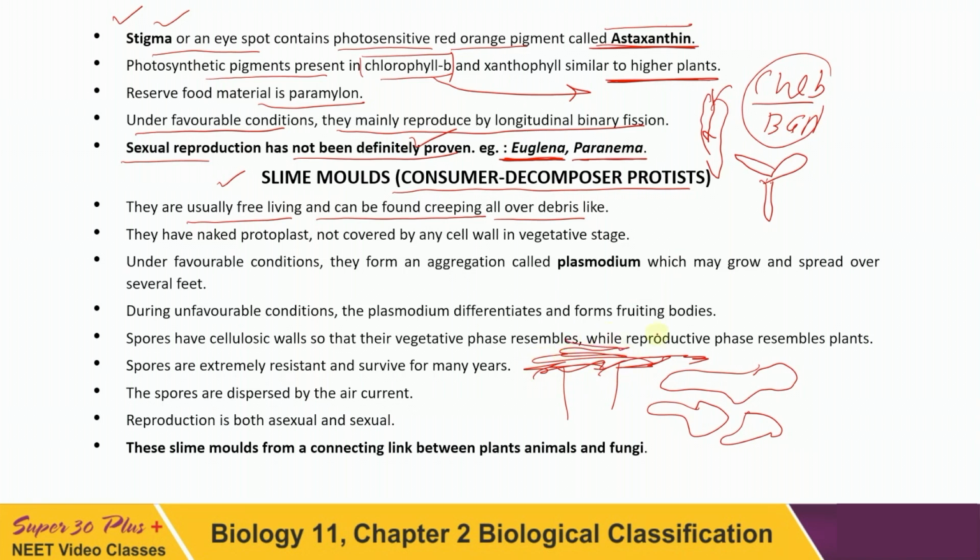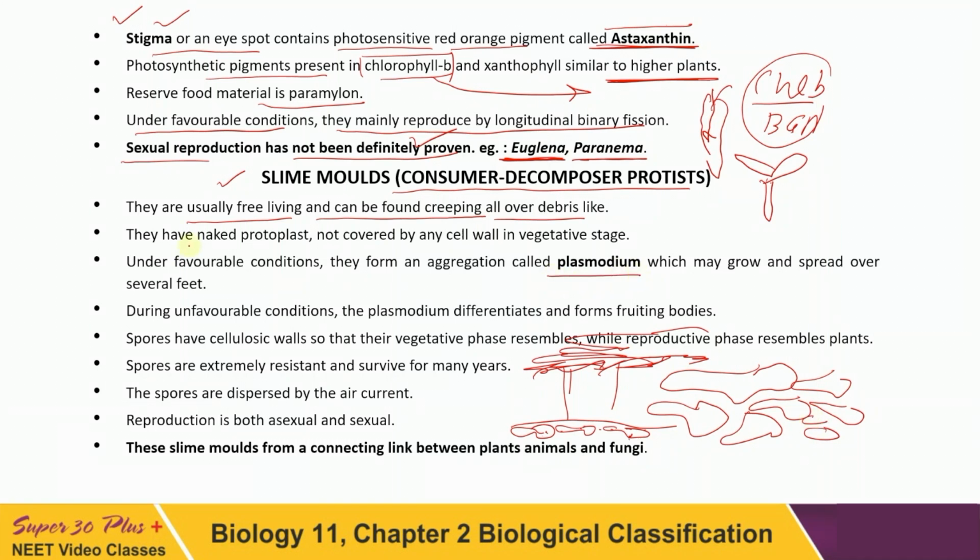On the forest floor, this is the decomposed organic matter. The slime molds are found here on the forest floor, and they creep here and there. They engulf this organic matter. Sometimes their size will become very large. All these are unicellular organisms, but sometimes they make a sort of colony like this, and that colony is known as plasmodium.